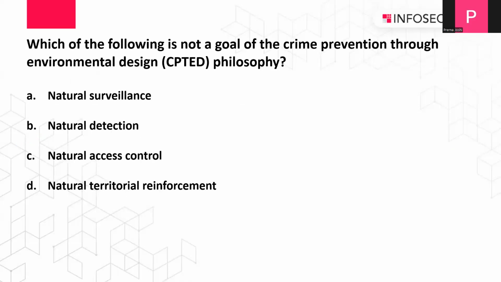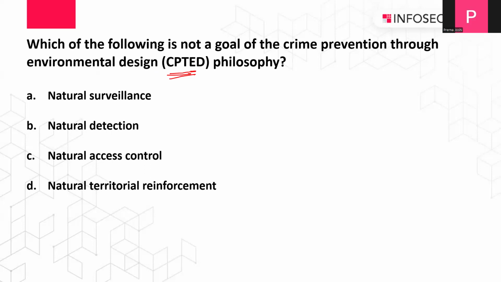So we have this next question, which says, which of the following is not a goal of the crime prevention through environmental design, CPTED philosophy? So this CPTED philosophy is a multidiscipline approach which aims at reducing crime and improving public safety by designing the building in such a way that it has effective use of physical spaces that can reduce criminal opportunities. So that is the environmental design.